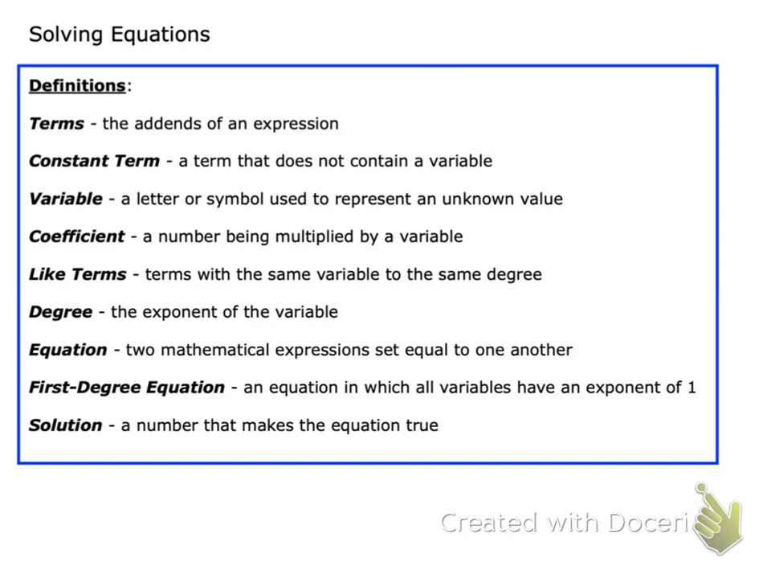A constant term is a number with no variable. A variable is a letter or symbol used to represent an unknown value. The coefficient is the number in front of the variable. It's pushed up against it, which means it's being multiplied by it. Like terms are terms that have the same variable to the same degree. So that means an x and an x squared are not like terms and can't be put together, because even though they have the same variable, they don't have the same exponent. A degree is the exponent.